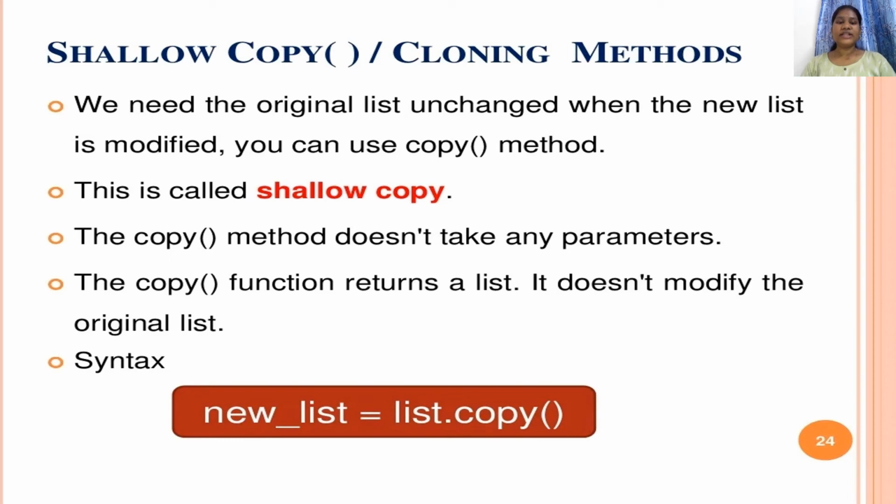Shallow copy or cloning method. We need the original list unchanged when the new list is modified. You can use the copy method. This is called shallow copy. The copy method does not take any parameters. The copy function returns a list. It does not modify the original list. The syntax of shallow copy is new_list = list.copy().